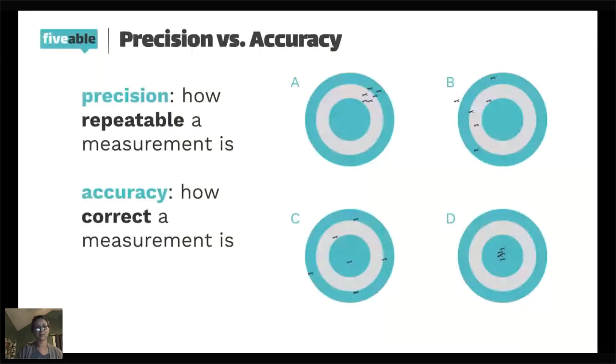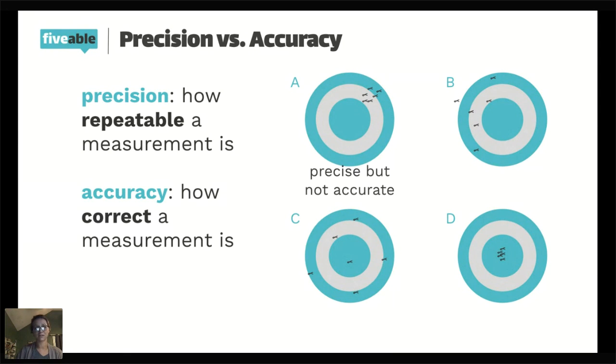And so if we look at the pictures that we have here, A, B, C, and D, we have these little targets and bullseyes. You may have seen something similar to this. This is a pretty standard representation of the difference between precision versus accuracy. If we look at A, we have all these little marks where I guess the arrow hit the target, and they're very close together, but they are not actually at the bullseye. So we would say that A is precise, but it's not accurate.